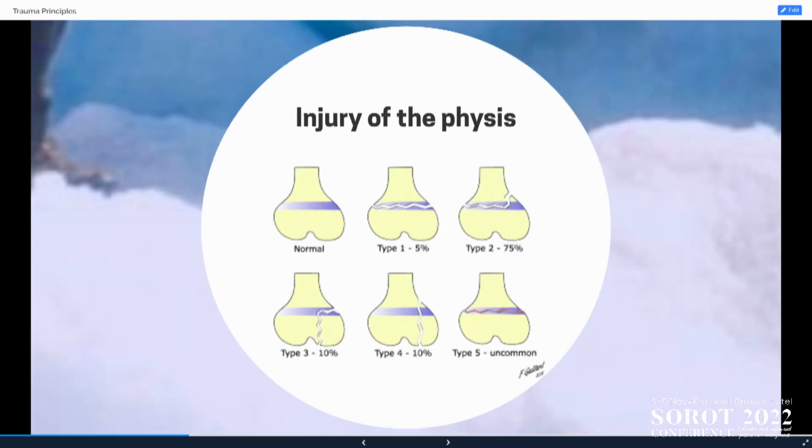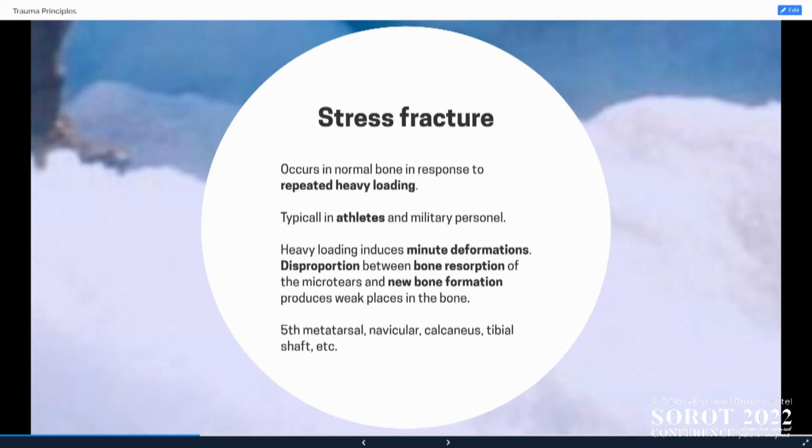Injury of the physis, this is the classification of Salter-Harris. It's very prognostic, so type 2 heals very well, type 3 and 4 so-so, type 5 usually brings some consequences.